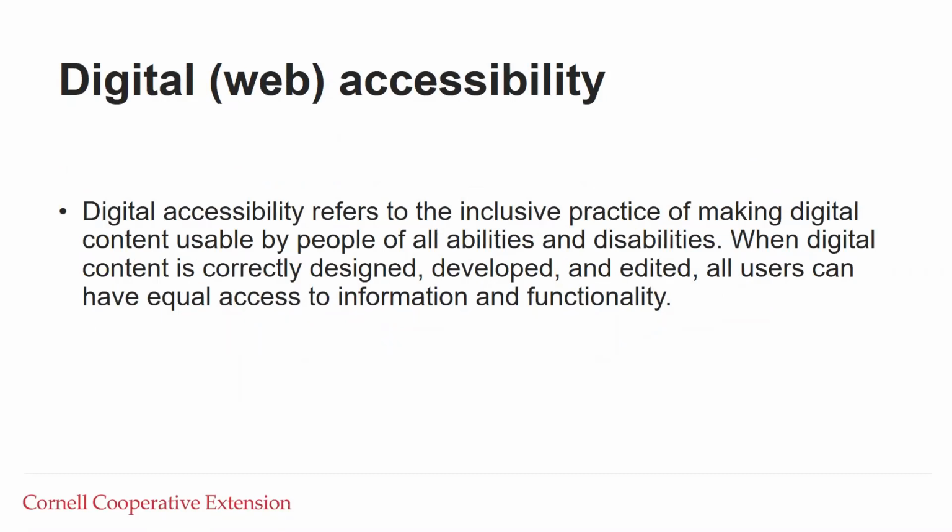Digital accessibility refers specifically to the inclusive practice of making digital content usable by people of all abilities and disabilities. So when you broaden your thinking to look at accessibility as this very inclusive process, it's not just focused on disability, but on differing abilities and creating an environment that allows everybody in, then it becomes a much more positive thing, I think. When digital content is correctly designed, developed, and edited, all users can have equal access to information and functionality. And that matters a lot for us.